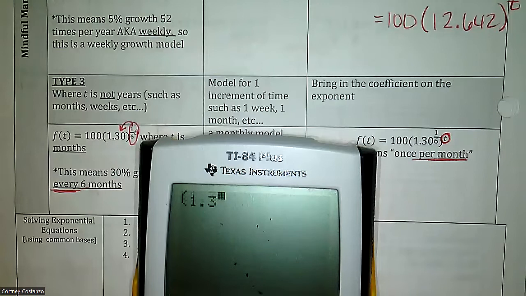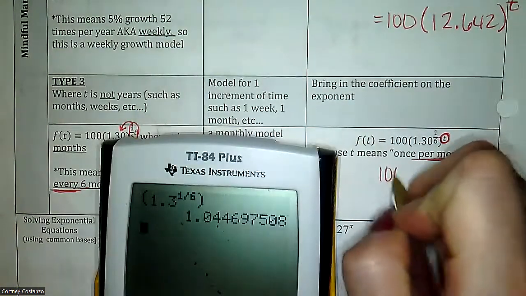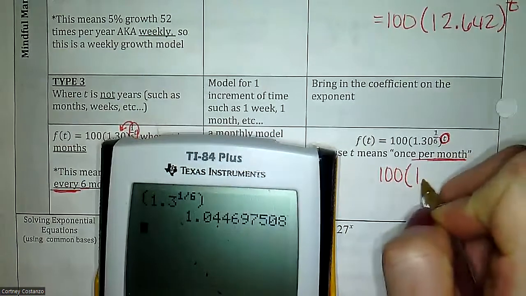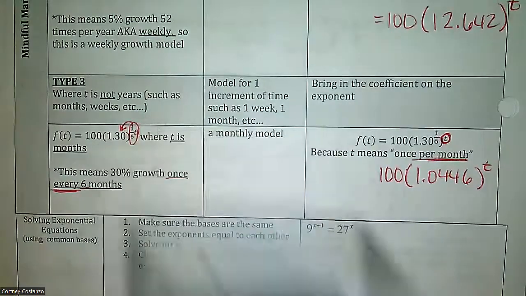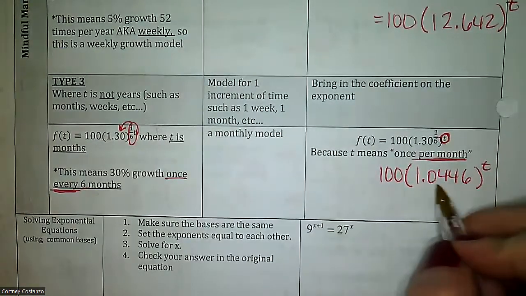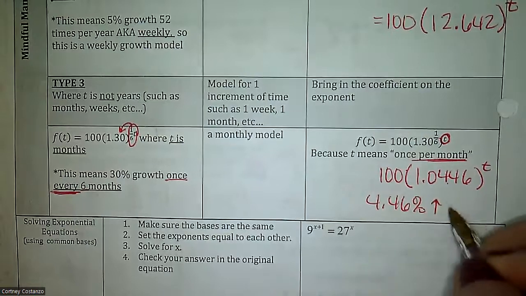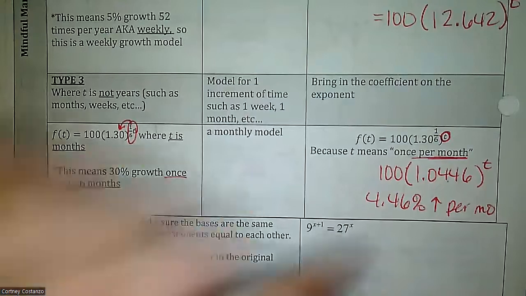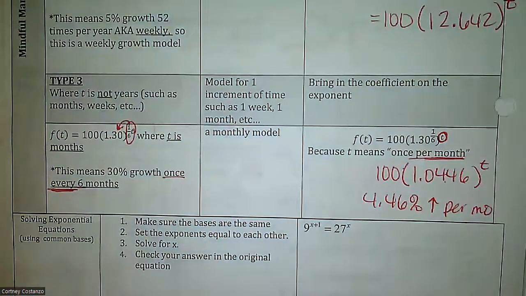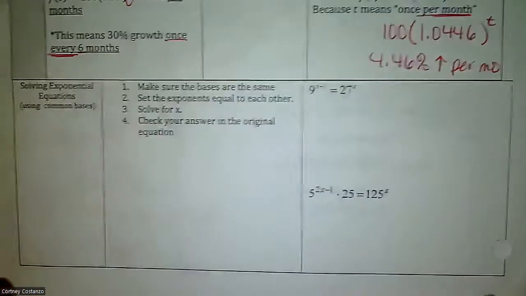So 1.3 raised to the 1/6 power. Let's see what that is. Okay, so whatever we're talking about, converting that would be about 4.46% growth per month, because I was able to absorb it and create that outside to be just 1t. And we'll do an example of that a little bit later in the video.